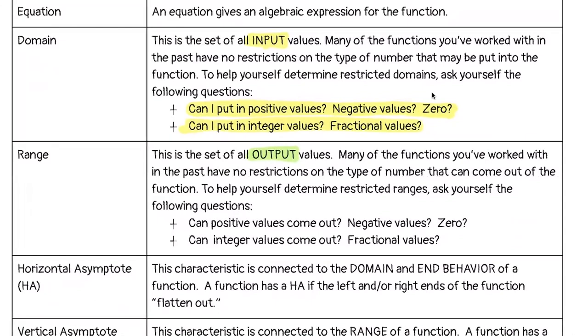Now, with the output values, we can kind of ask ourselves the same questions. So can positive values come out? Can negative values come out? And can 0 come out? And then can integer values come out and can fractional values come out? Okay. And those answers will help us determine domain and range.